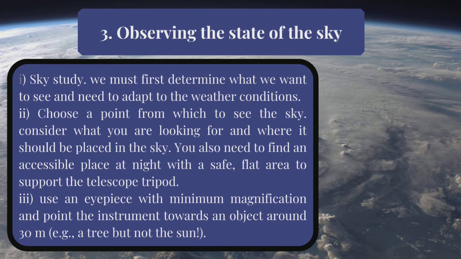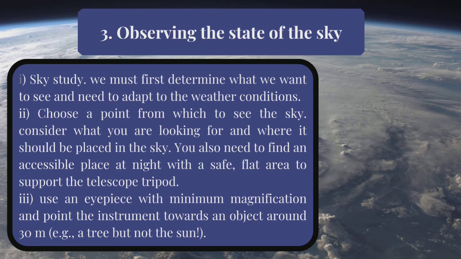Secondly, we need to choose a point from which to see the sky, which means that we must be very careful in this operation, considering what we are looking for and where it should be placed in the sky. We also need to find an accessible place at night with a safe, flat area to support the telescope tripod. For example, if we live in a large city, go to the roof. It is a safe place to seek shelter from the surrounding light and get a clearer image. We also need to try to avoid bridges, concrete, and bitumen. The footsteps of others cause vibrations that interfere with image quality.